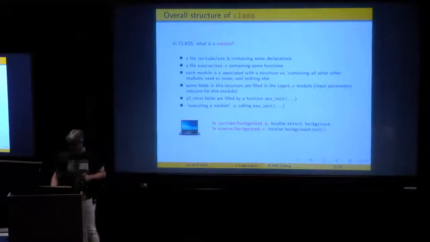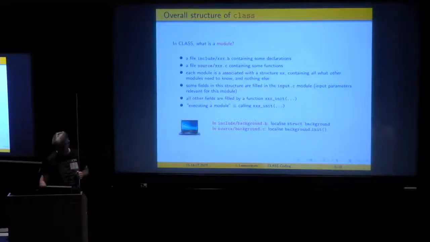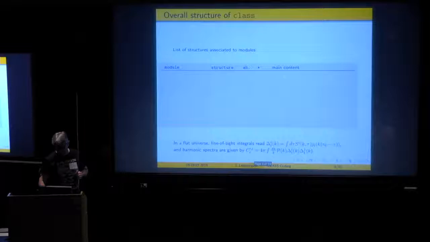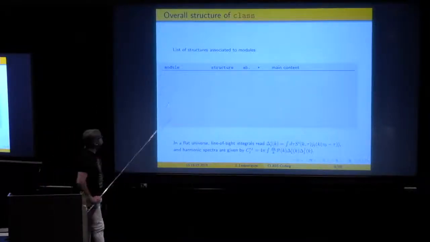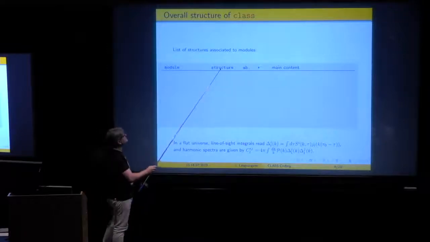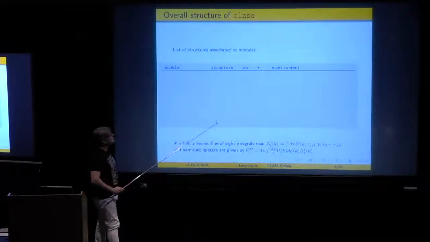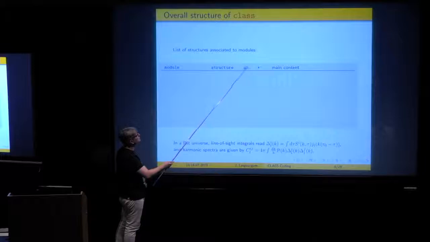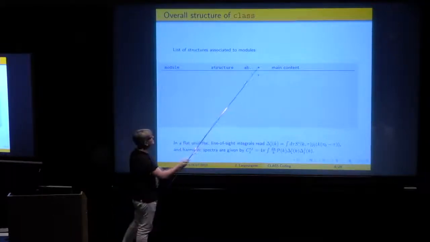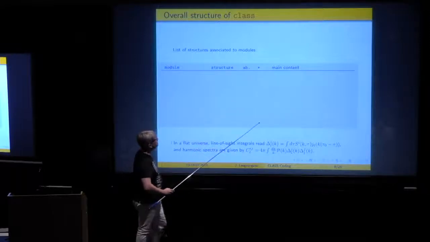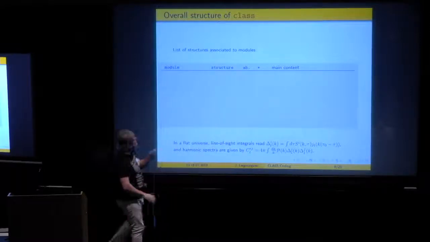Okay, I go on with the overall structure of a module. I will show you what is a list of modules here. For each module, there will be an associated structure with its input and output. There will be an acronym which is always used to call this structure, the acronym of the pointer to this structure, and a summary of what it contains.